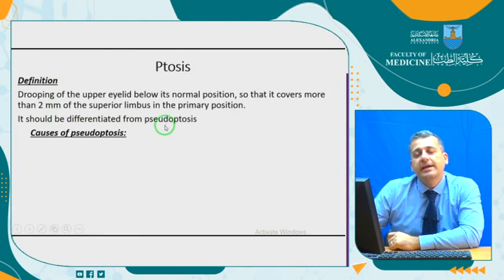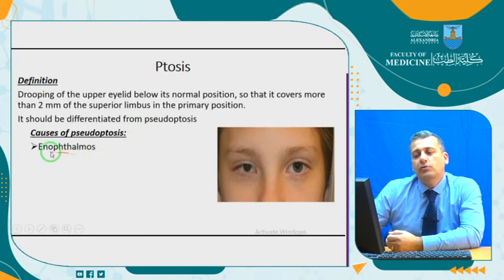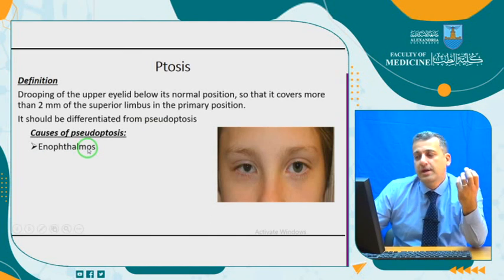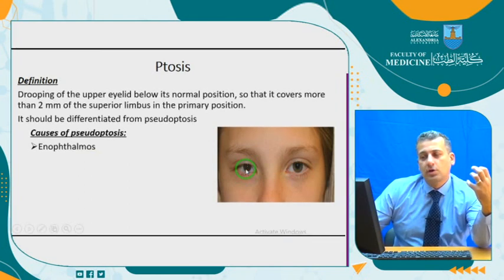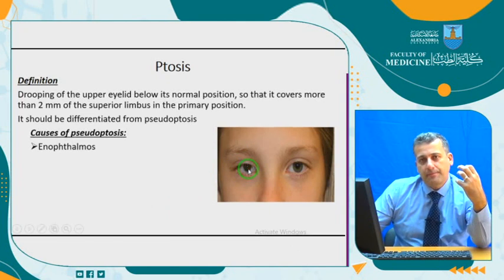What is pseudotosis? It is not true ptosis. It is something that looks like ptosis. What are the causes of pseudotosis? If you have enophthalmos, means the eye is small in size or it is retracted inside the globe. So as you can see here, this eye is smaller in size than this one. So this eye is enophthalmic or going more inside the globe. So here there is an apparent ptosis, but actually this is not true ptosis.